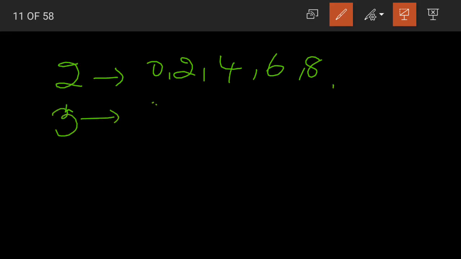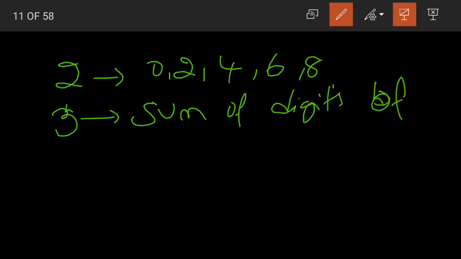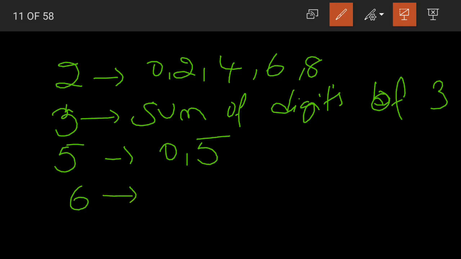To be divisible by 3, the sum of digits should be a multiple of 3. For a number to be divisible by 5, it should have 0 or 5 at the ones place. To be divisible by 6, it should be divisible by both 2 and 3.